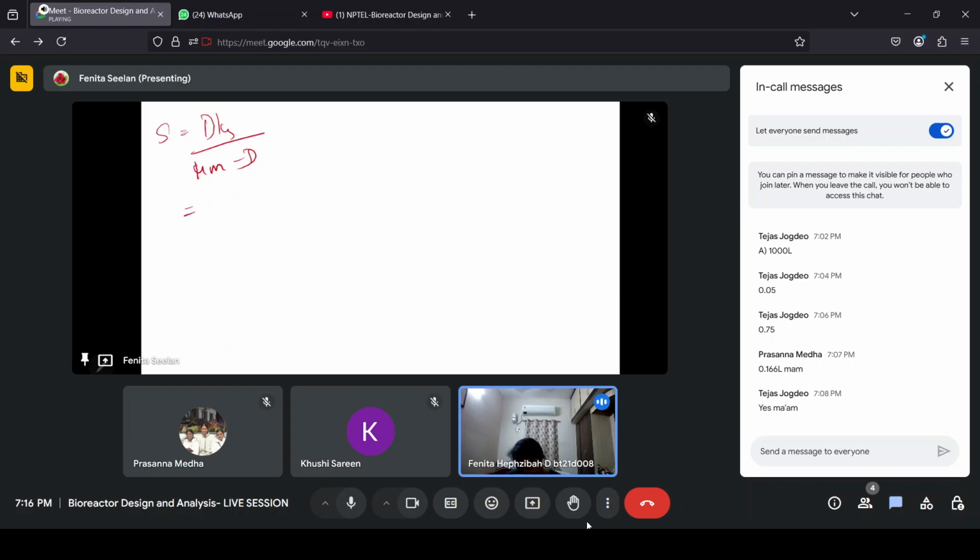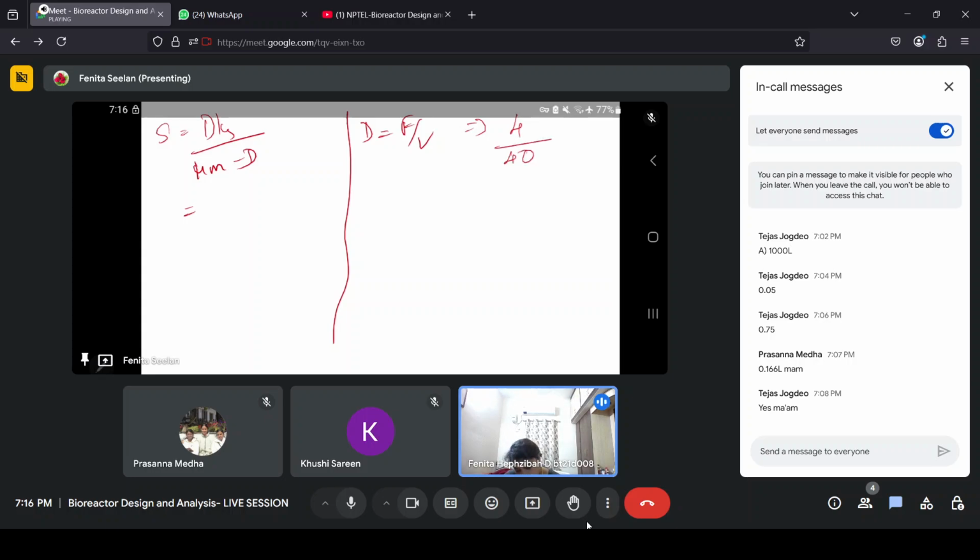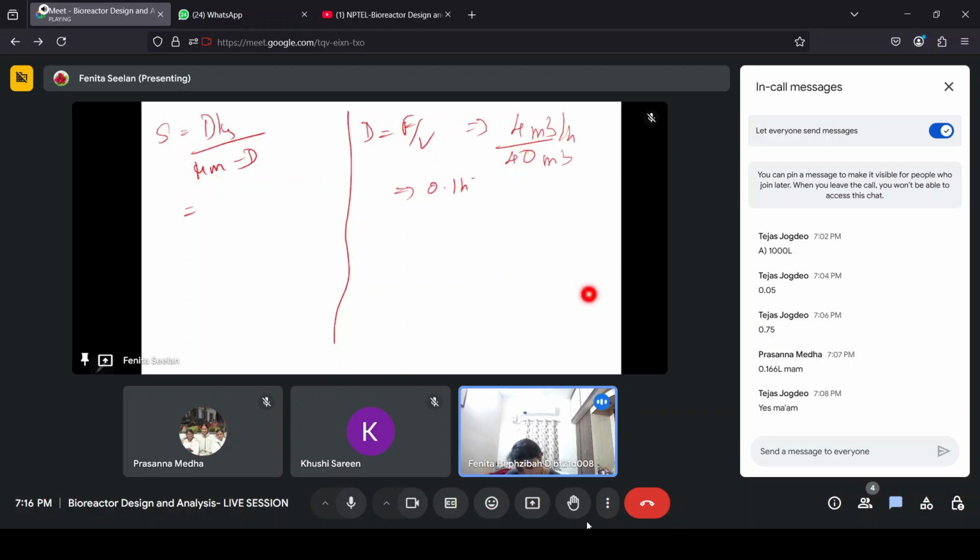So now we don't know F, D. So first what should have been done? D is equal to F by V, where F is given as 4 m³ per hour and volume is given as 40 m³. So 4 by 40 is 0.1 per hour. D, we have calculated D.